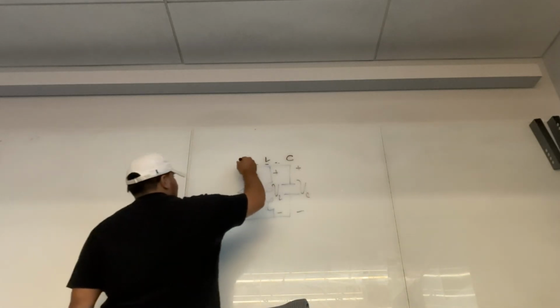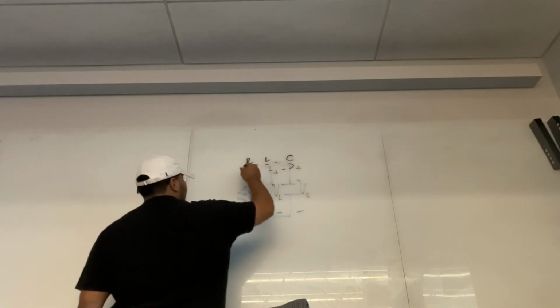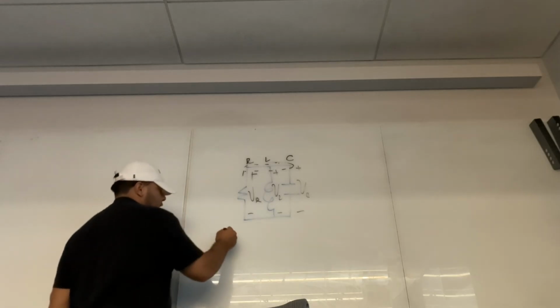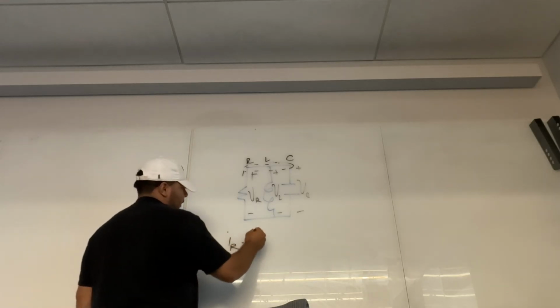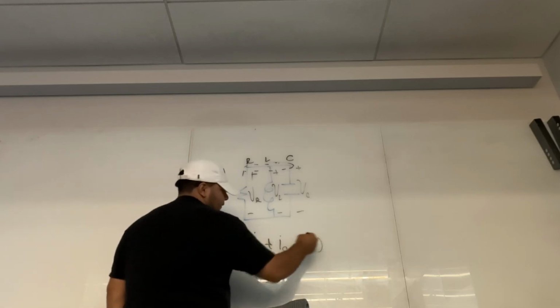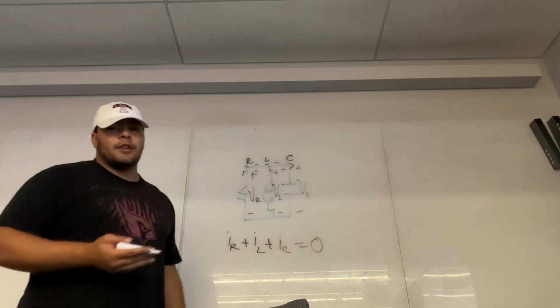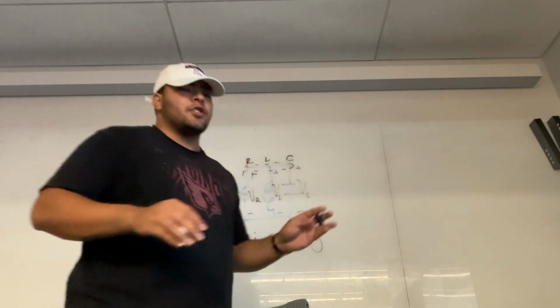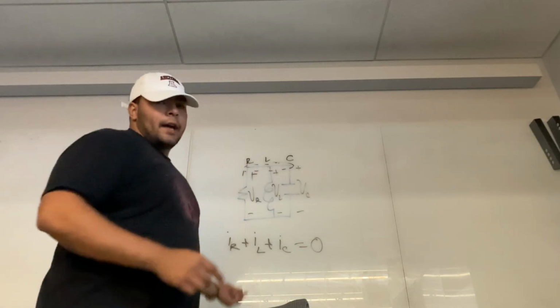So let's do a KCL at this top node, okay? So we're gonna have I sub R plus I sub L plus I sub C equals 0. This is very simple. This is Kirchhoff's current law. This is one of the most basic fundamental things in circuits. Okay? That should make sense to you.